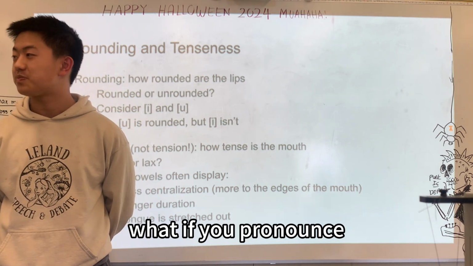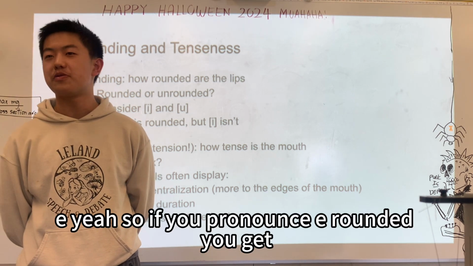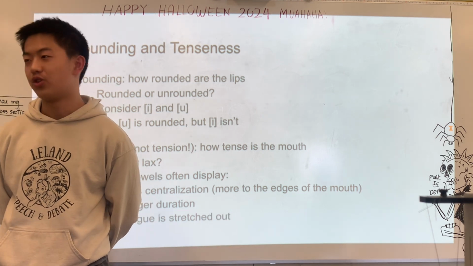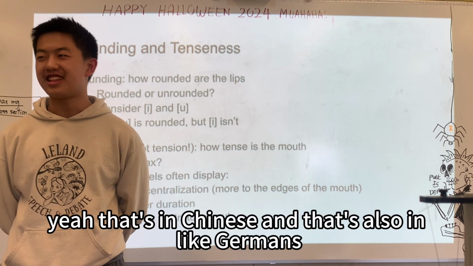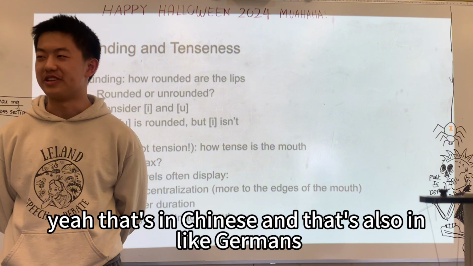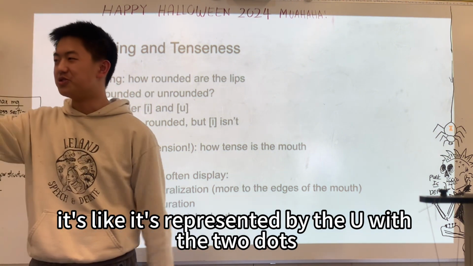What if you pronounce E with rounded lips? Yeah, if you pronounce E rounded, you get ü, right? That's in Chinese, and that's also in German. It's represented by the U with the 2 dots.